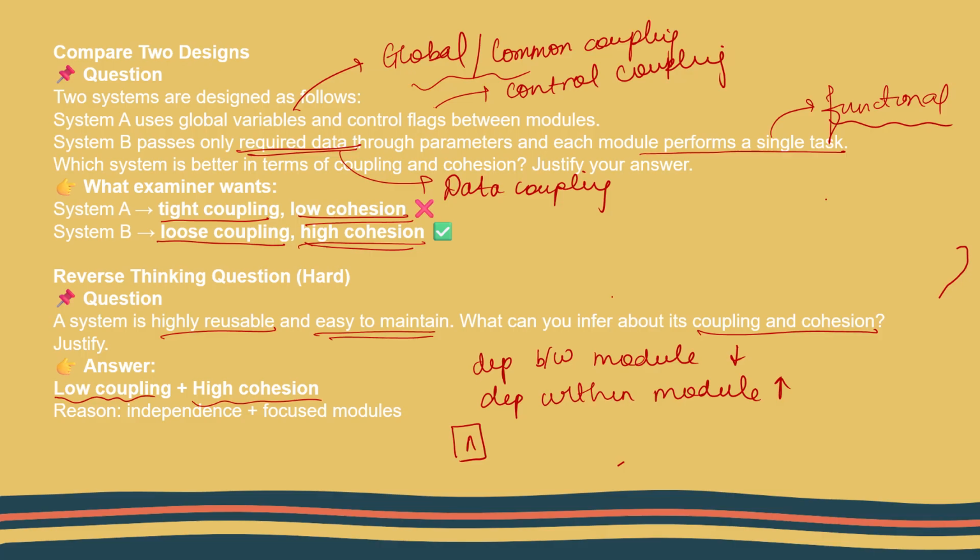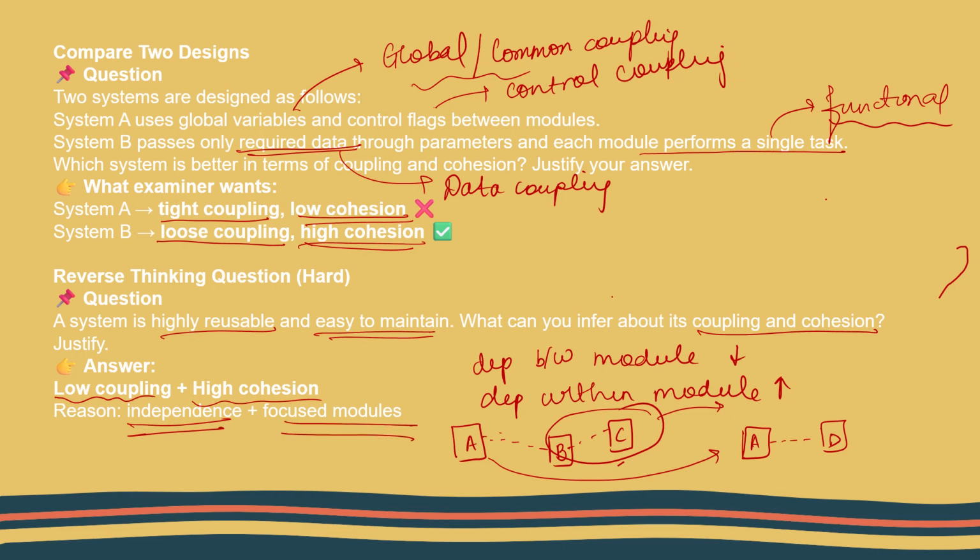Let's say it is block A, block B, block C. Each have their individual tasks and are connected together, but not in such a way that changes in one will be effective in the other. So even if we put A from here to a separate part, that is D, still B and C can work and will not be much affected by removing A. So this is independence and focused modules.